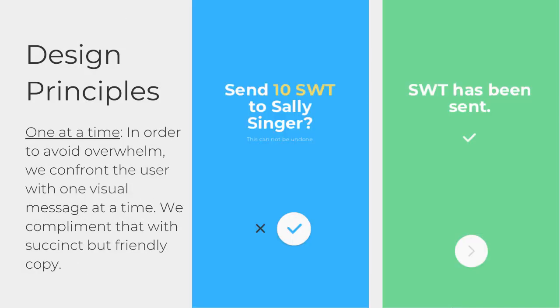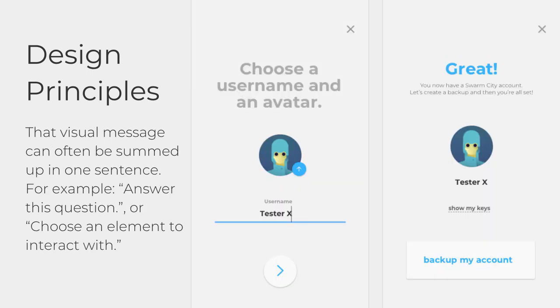Design principle number 2, one at a time. In order to avoid the feeling of being overwhelmed, we confront the user with one visual message at a time, and we complement that with very succinct but also friendly copy. And that visual message can often be summed up in one sentence. For example, answer this question, or choose an element to interact with.